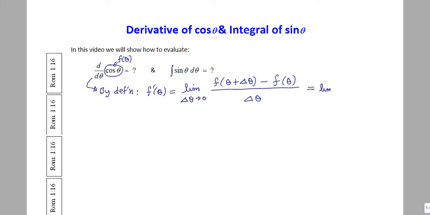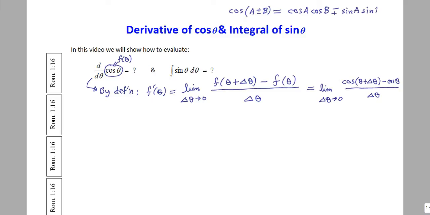So this is equal to the limit of delta theta tending to zero of, what is f of theta plus delta theta? It's going to be cos of theta plus delta theta, minus f of theta, which is cos of theta, divided by delta theta. And now, well, I've asked us to memorize these, so you should have done that. We rely on the definition of cos of the angle sum. So let's say I have cos of A plus or minus B. We've asked us to memorize those. So this is cos of A, cos of B. The signs get flipped, right? So it becomes minus plus sine of A, sine of B.